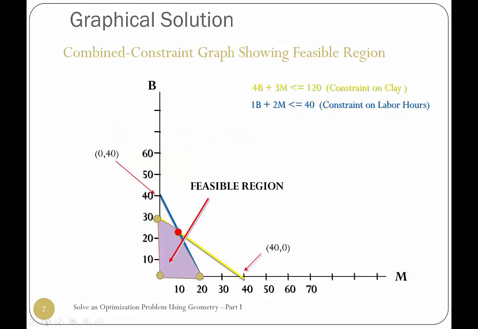So that's your feasible region, and we have 4 corner points. The first corner point is at the origin 0, 0. The second corner point is 0, 30, the third corner point is 20, 0, and the fourth corner point is at the intersection of these 2 constraints, which we do not know yet, indicated by the red colored dot. So the next step is to calculate that intersection point.